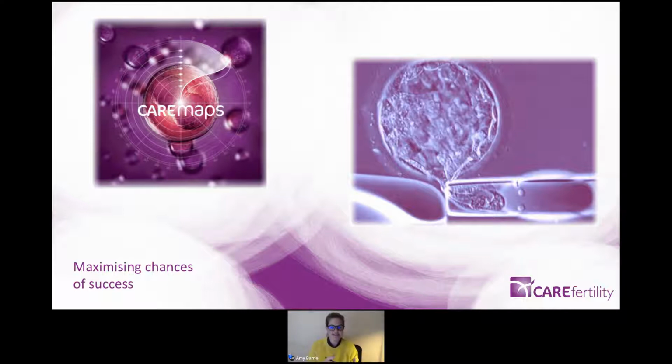And all of these images are then put into a piece of software that tells us on a scale of 1 to 10 how likely that embryo is to create a live birth, so to create a baby. So if you had 5 embryos and you opted for Care Maps, then we can tell you out of those 5 which one has the highest chance of creating a baby and what that chance is in terms of percentage.